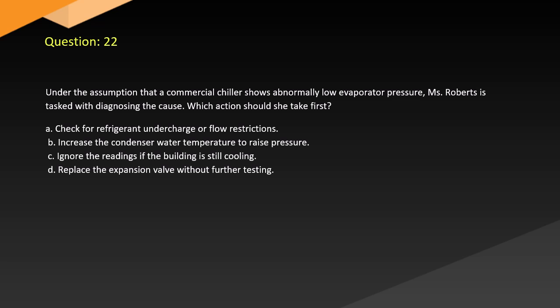Question 22. Under the assumption that a commercial chiller shows abnormally low evaporator pressure, Roberts is tasked with diagnosing the cause. Which action should she take first? A. Check for refrigerant undercharge or flow restrictions. B. Increase the condenser water temperature to raise pressure. C. Ignore the readings if the building is still cooling. D. Replace the expansion valve without further testing.